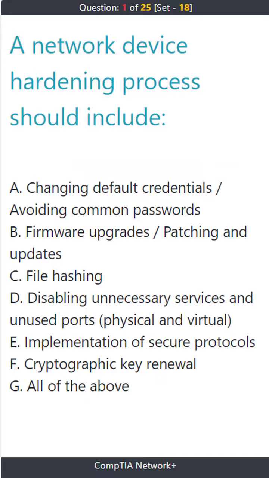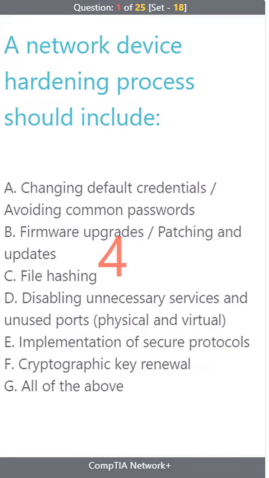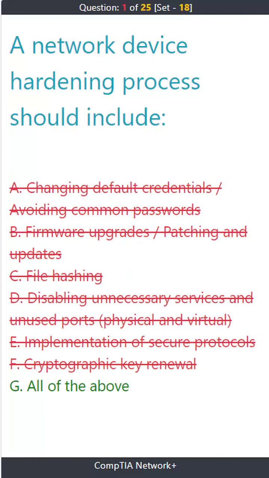Question 1. A network device hardening process should include: A. Changing default credentials / avoiding common passwords. B. Firmware upgrades / patching and updates. C. File hashing. D. Disabling unnecessary services and unused ports, physical and virtual. E. Implementation of secure protocols. F. Cryptographic key renewal. G. All of the above. The correct answer is G. All of the above.